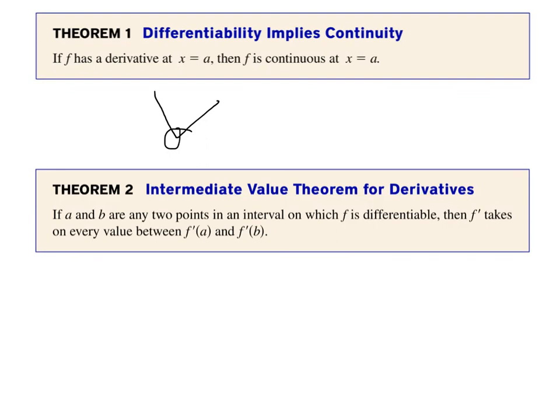So that's all Theorem 2 talks about. That's really all you need for 3.2, so bring in any questions you have.